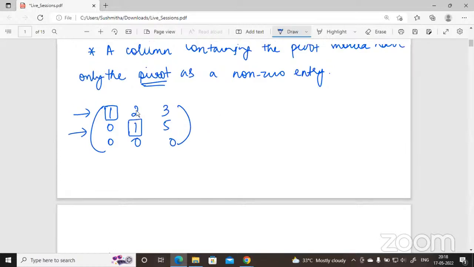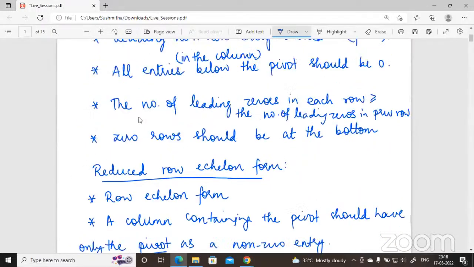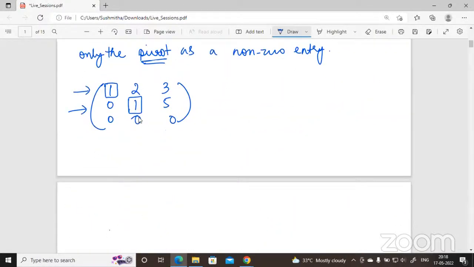Okay, so someone had asked, what does it mean to say the third point? The number of leading zeros in each row is greater than or equal to the number of leading zeros in the previous row. So for the earlier example, we cannot give that as a reason here, because the number of leading zeros here is 1 and the number of leading zeros here is 1. It's obviously because of the pivot: the element below the pivot has to be 0. That is the reason this is not in row echelon form.